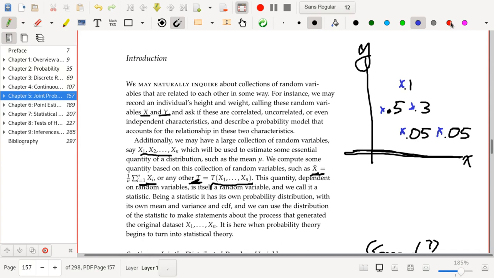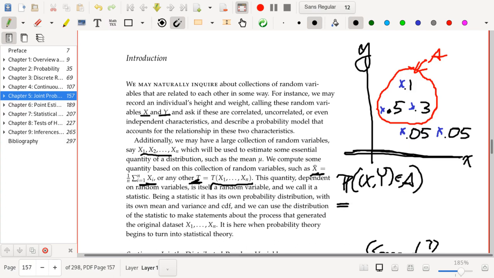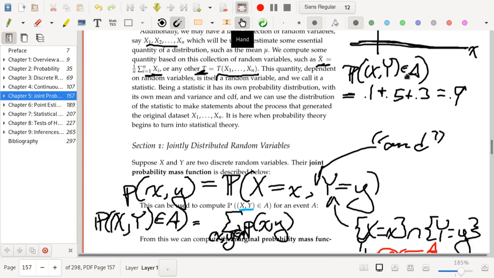And then if we wanted to compute the probability of being in some set A, let's say that this is the event A, we would add up the probability mass function at the points where those points are in the event A. So in this case, the probability that X,Y is in the set A is going to be 0.1 plus 0.5 plus 0.3, which is equal to 0.9. That's one way you could think about what I'm trying to say here.